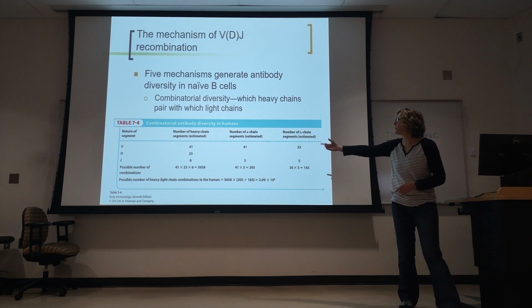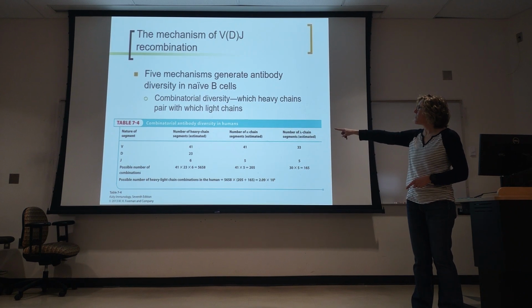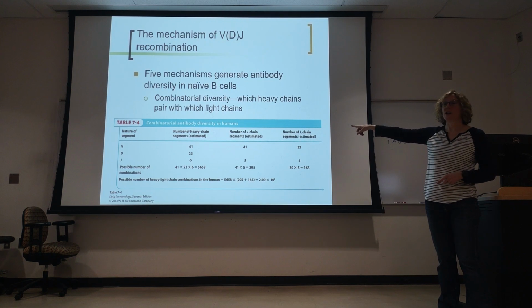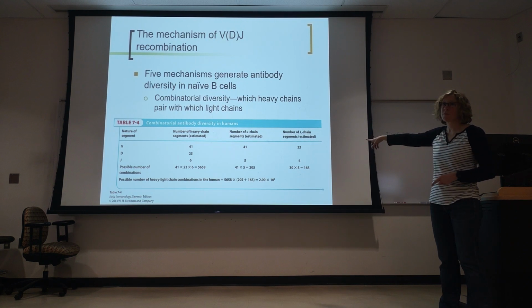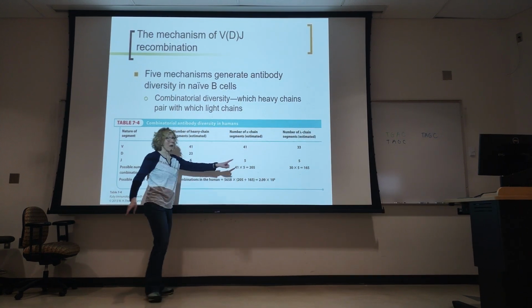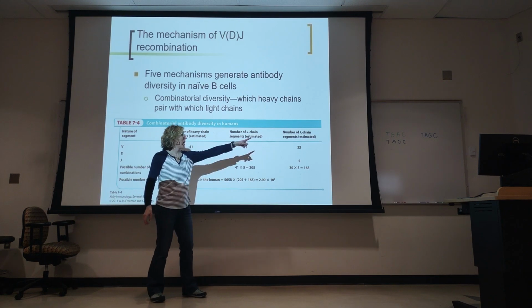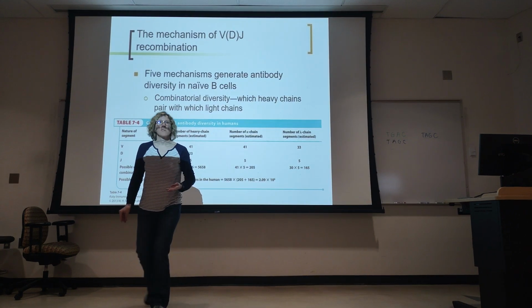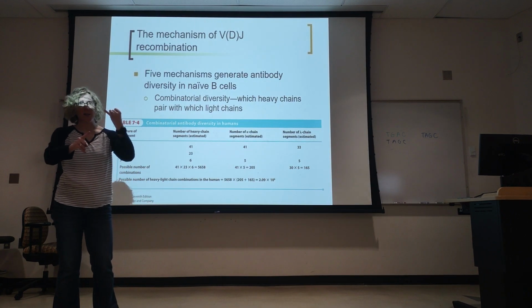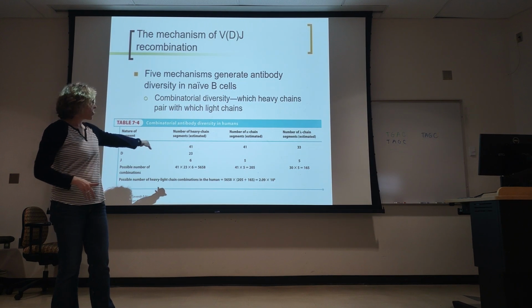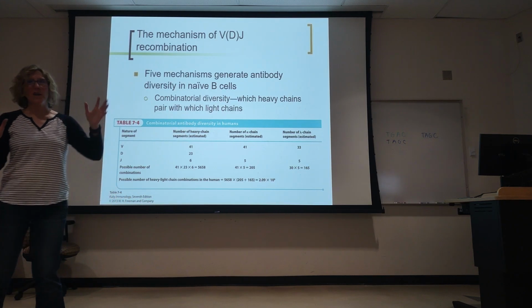Numbers. Numbers of V regions, numbers of D regions, numbers of J regions, possible combinations that we can make for heavy chains. Possible numbers of kappa light chains that I can make. Possible numbers of lambda light chains that I can make. Then I take a heavy chain and I randomly could pair with a kappa light chain or a lambda light chain. Billions of combinations without thinking about P nucleotide addition, exonuclease trimming, and N nucleotide addition. So this is just raw numbers. How much variation can I make?